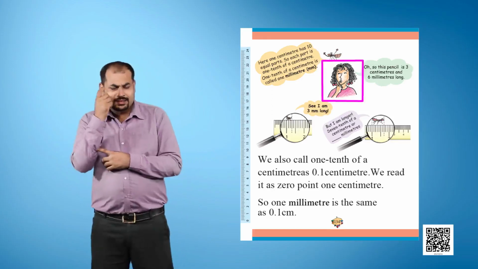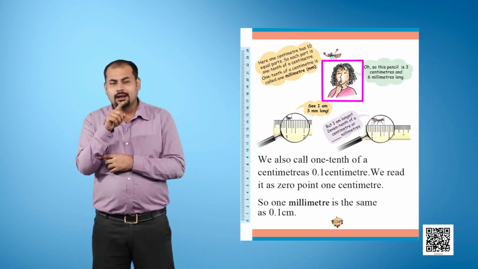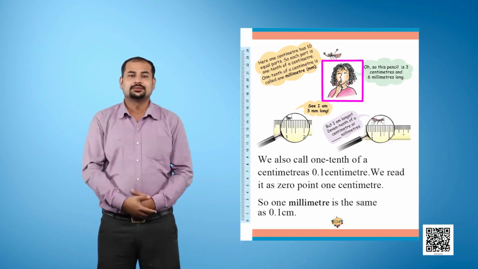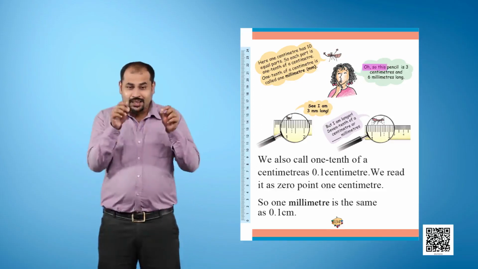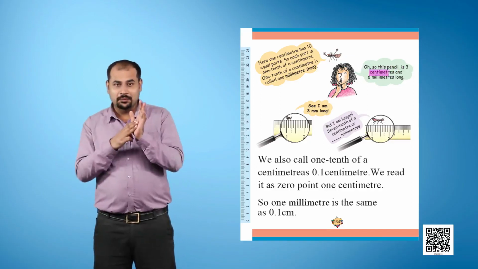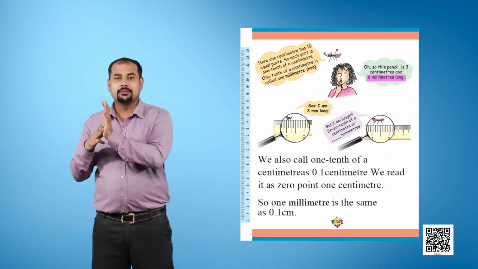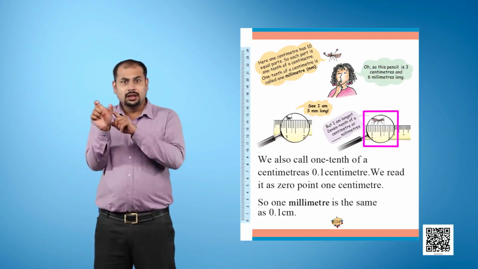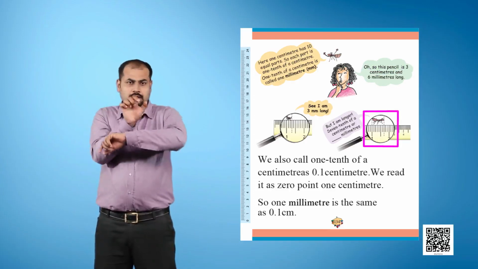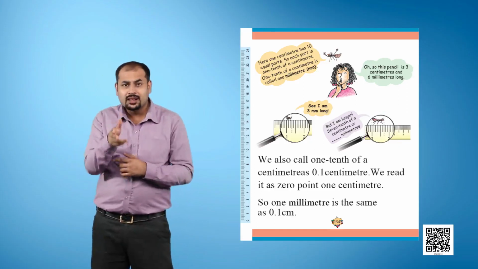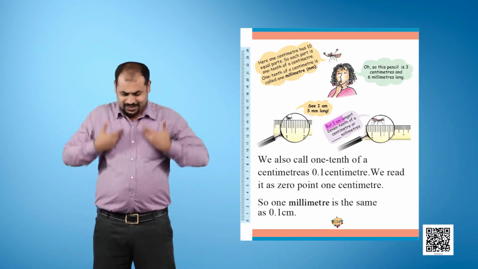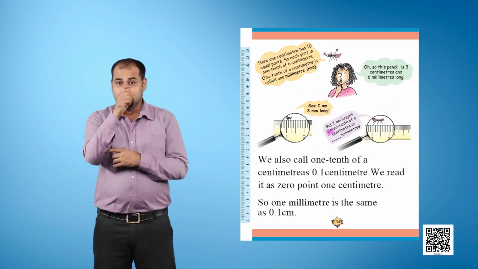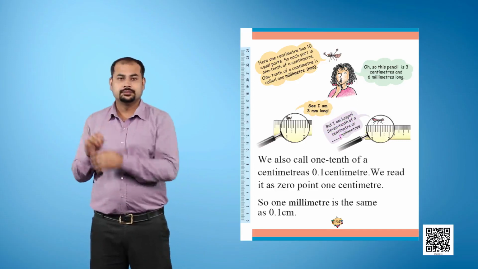Meanwhile, Anju now realizes that the pencil is how long? Oh, so this pencil is 3 centimeters and 6 millimeters long. And this time we see a little bigger fly on the scale, telling us, but I am longer. 7/10 of a centimeter or millimeters.